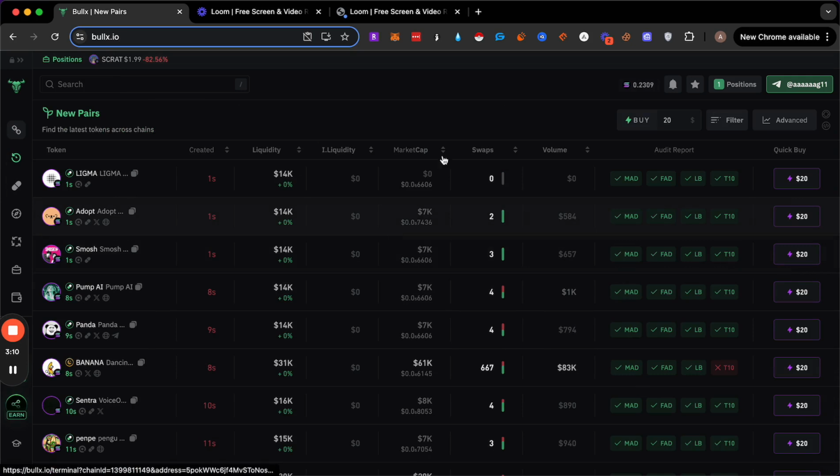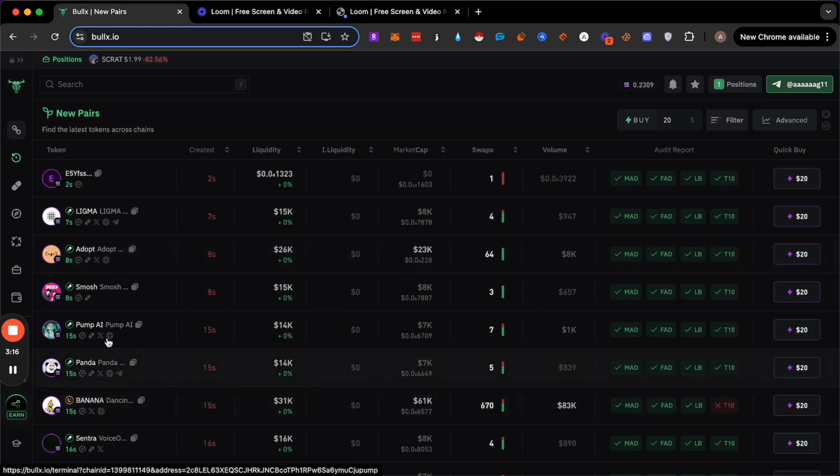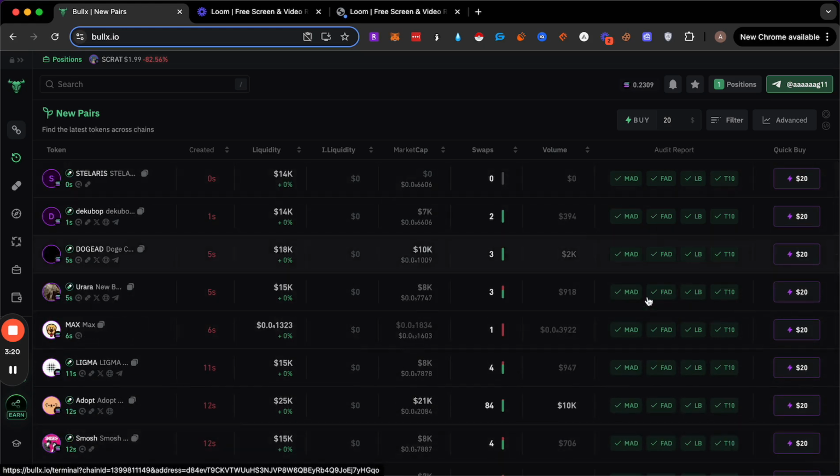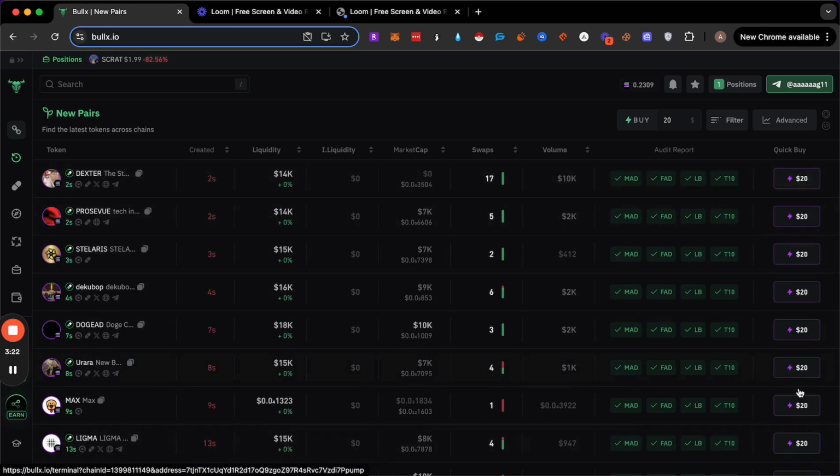With any type of token you're investing in, there is the possibility of getting rug pulled, especially if it's a meme coin. That's the risk you're taking with this, right? So there's that. You can also, like I said, set the quick buy right here.